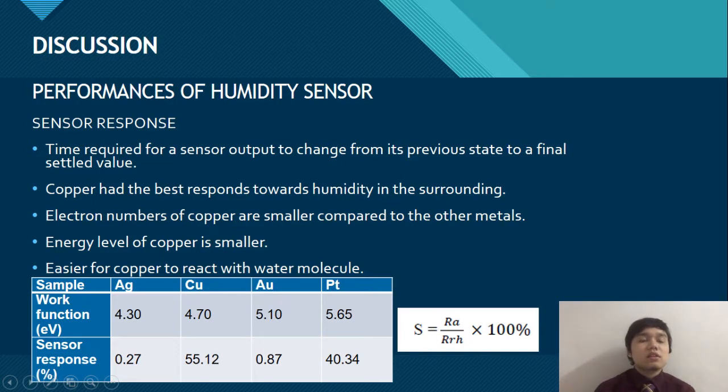Lastly is the sensor response of the humidity sensor. Sensor response is the time required for a sensor output to change from its previous state to a final settled value. The sensor response is calculated using the formula shown next to the table. In this research, copper had the best response towards humidity in the surrounding. This is because the electron number of copper is smaller compared to the other metals. When the electron number is small, the energy level is smaller. It made it easier for copper to react with water molecules.